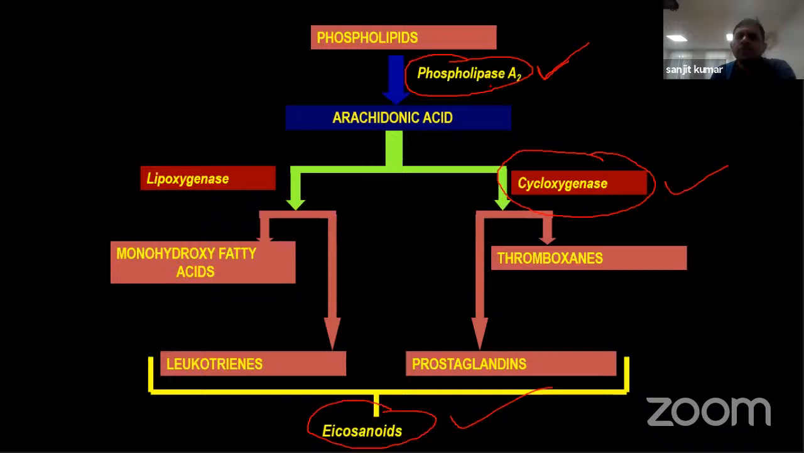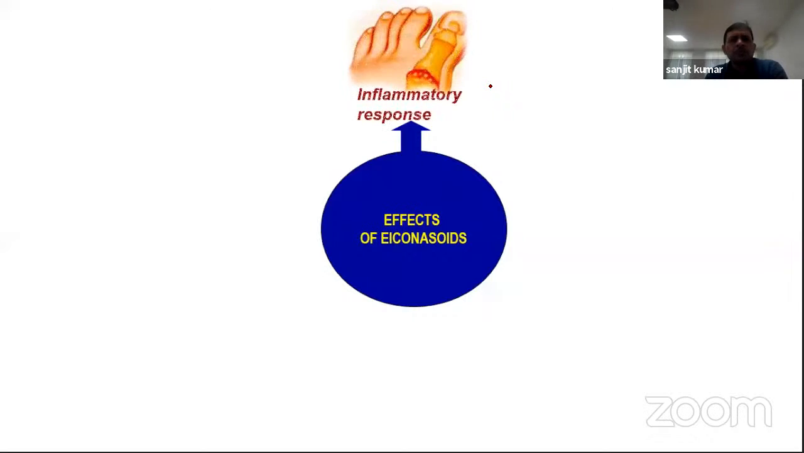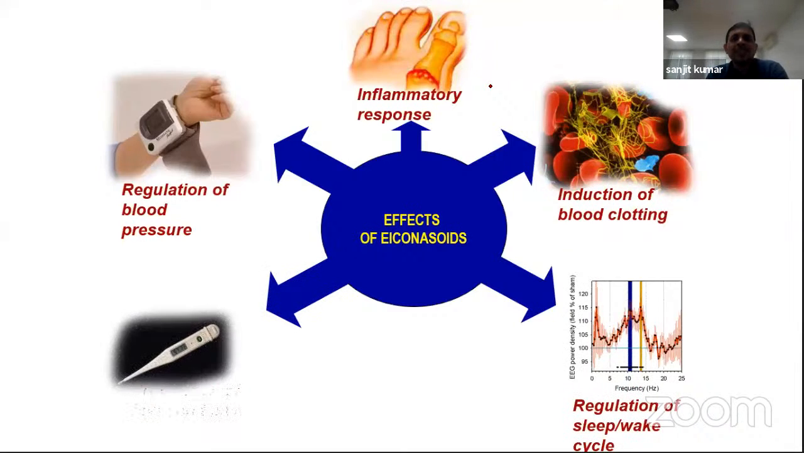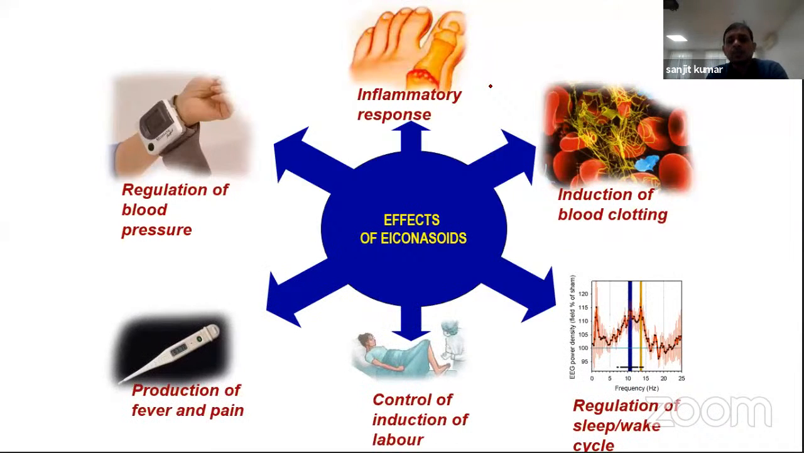I hope you have studied this in your post-BSc, UG, or post-graduation, or maybe you are going to read about this also. So COX-2 will release the icosanoid. We know that the role of phospholipase is in inflammation. So I am just going to discuss the effects of icosanoid: inflammatory response, induction of blood clotting, regulation of sleep, control of induction of labor, production of fever and pain, and regulation of blood pressure.